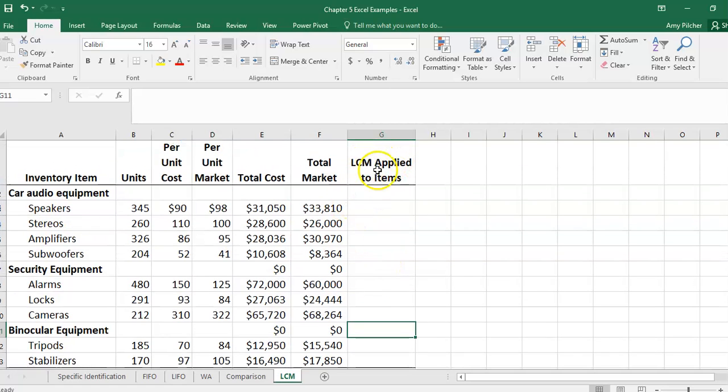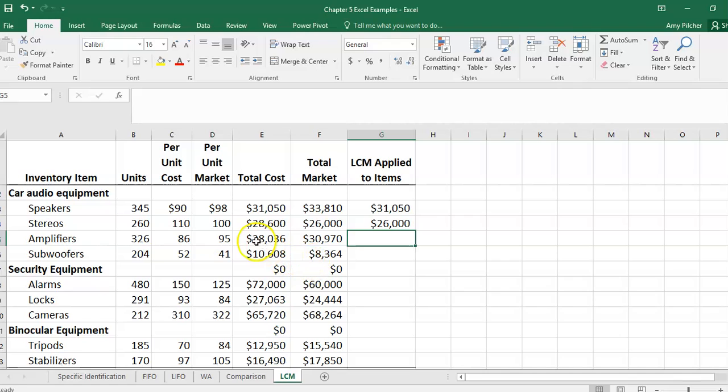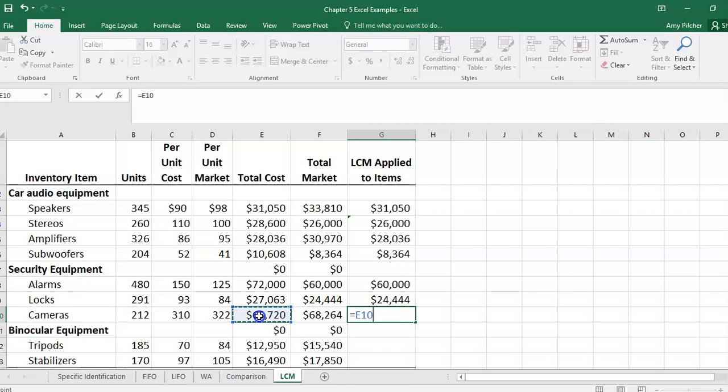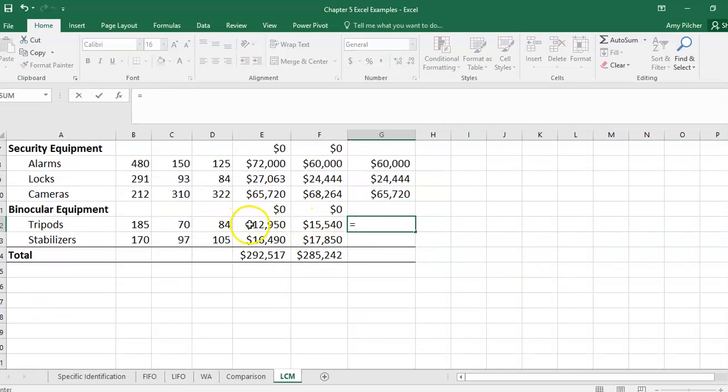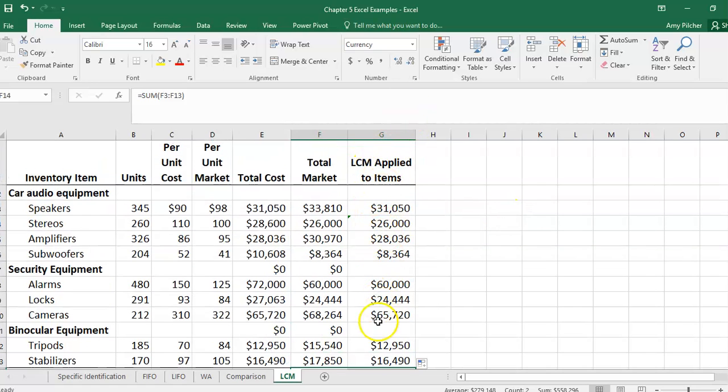In this last column, we want to determine what is the lower of cost or market. So we look at each item individually. For our speakers, it is the cost that is lower. For stereos, it's market cost. For amplifiers, it's our historic cost. For subwoofers, market cost. For alarms, market cost. Locks, market cost. Cameras, total cost. And tripods and stabilizers, it is our historic cost. We sum up that column, and that gives us what our current lower of cost or market is for our items.